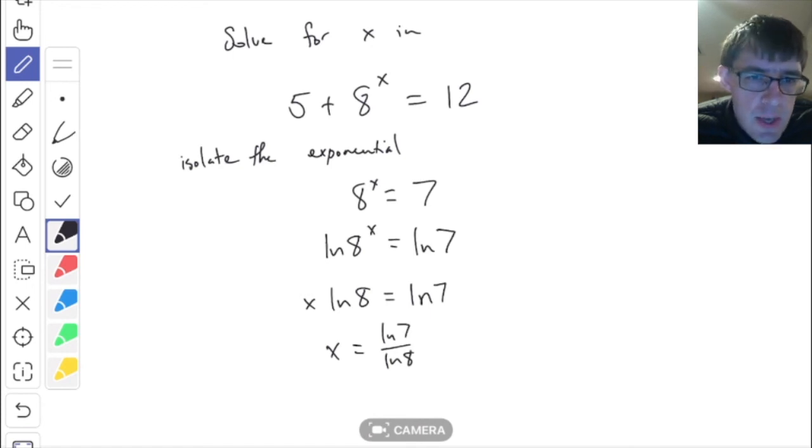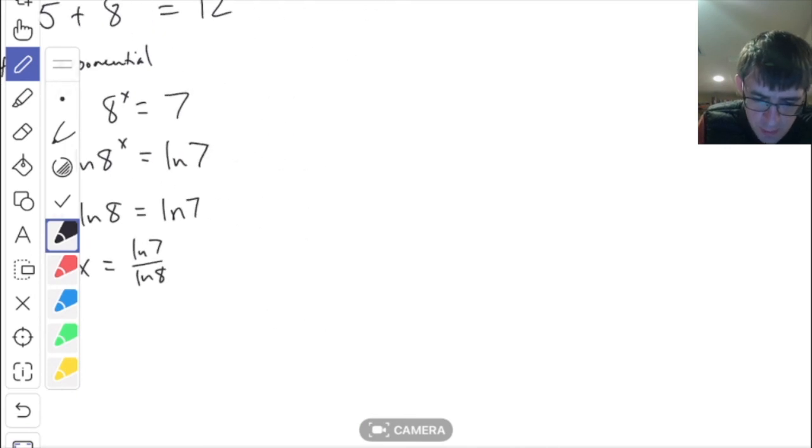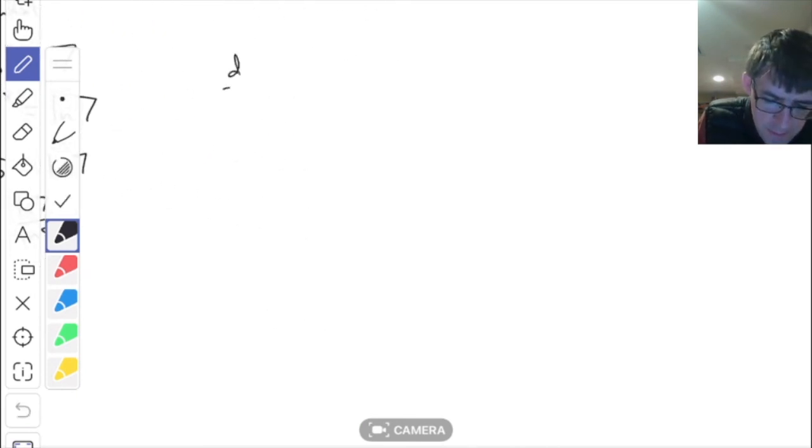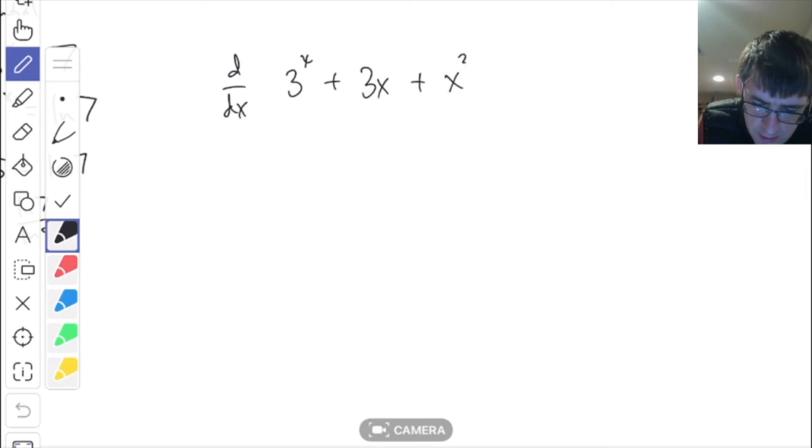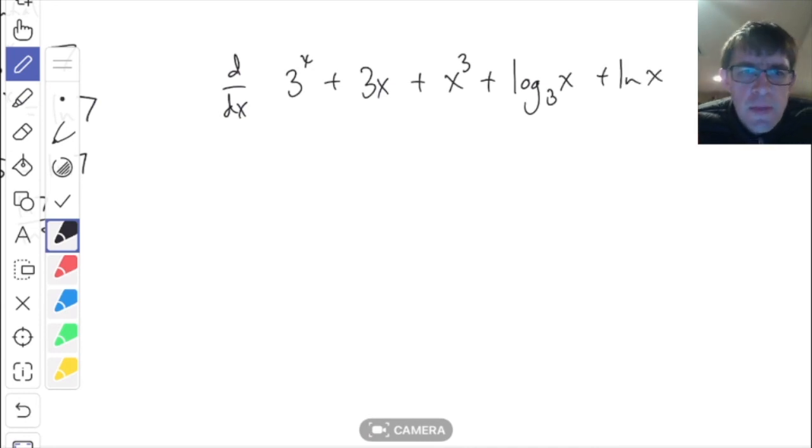Excellent. So the next section there is derivatives of exponentials and logs. Let's try just a very simple one. How about the derivative of 3 to the x plus 3x plus x to the 3 plus log base 3 of x plus ln x. Do you know how to do each one of those? They're all different. They look kind of similar, but they all involve slightly different formulas that you have to use.